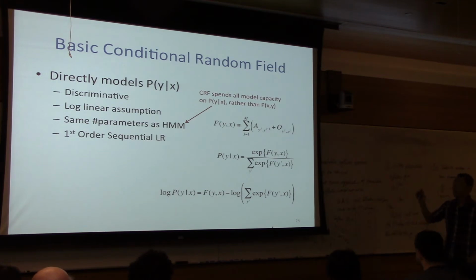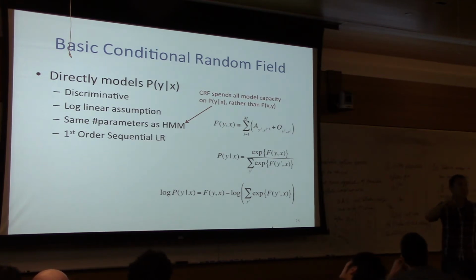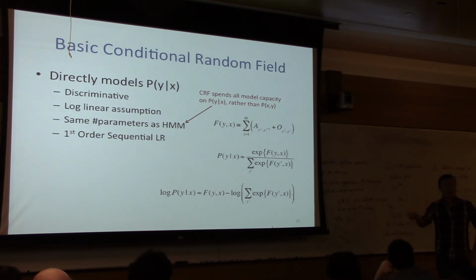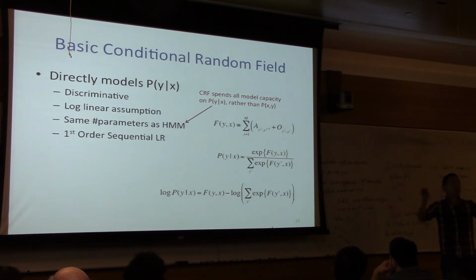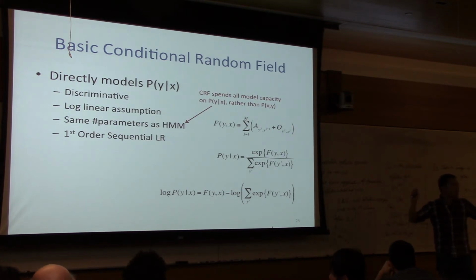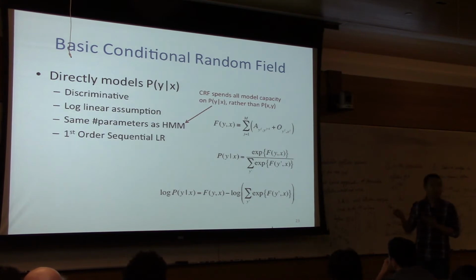The only difference here is just like the difference between naive Bayes and logistic regression. In naive Bayes, they made all these distribution assumptions so you can model the joint distribution. Logistic regression says screw it, it's just a linear scoring function inside an exponent. Here, again, I have the same number of parameters, I make the same structural independence assumptions, but otherwise it's just a linear sum inside an exponent, right? So you can think of this as first order sequential logistic regression.